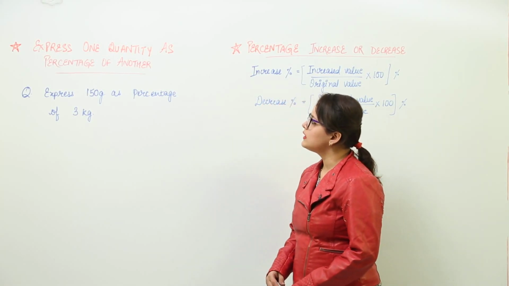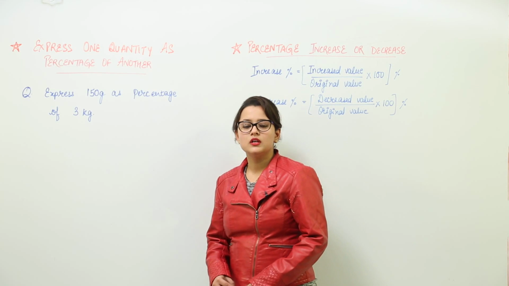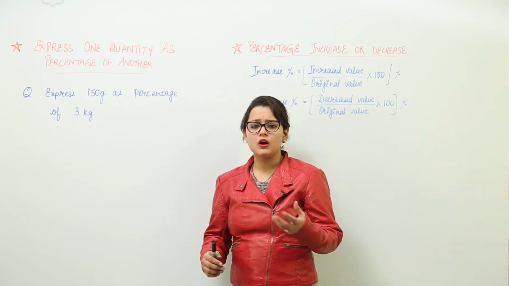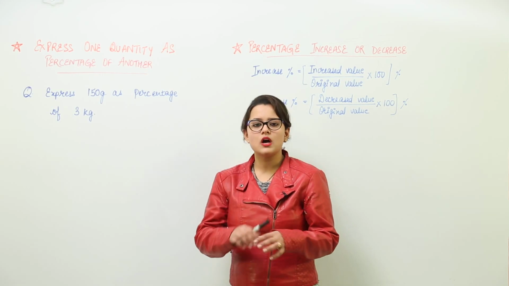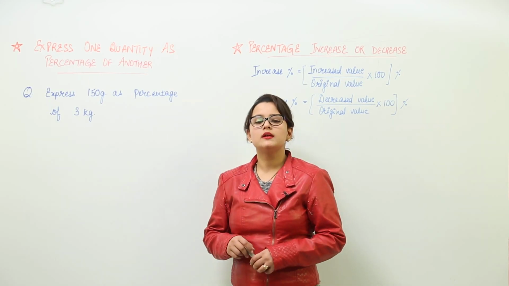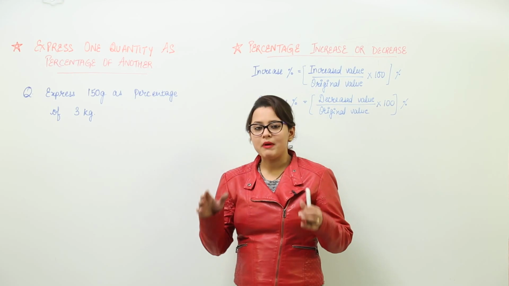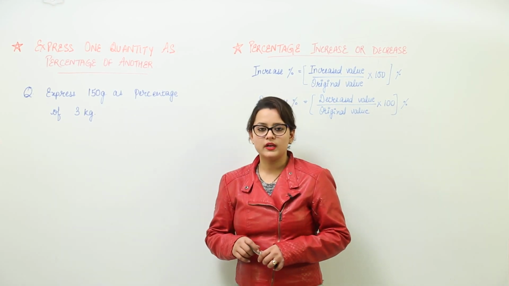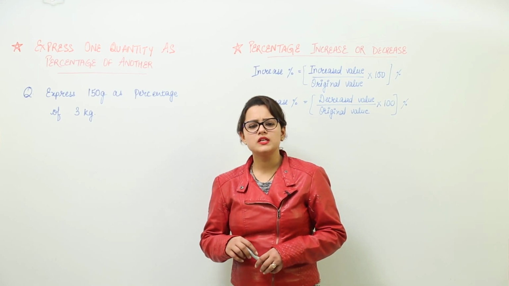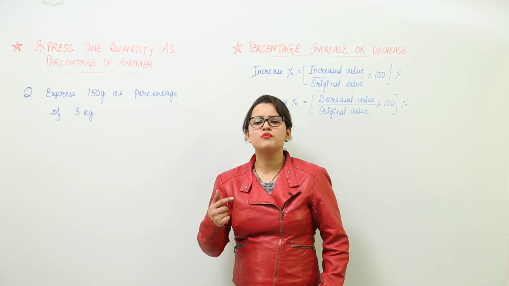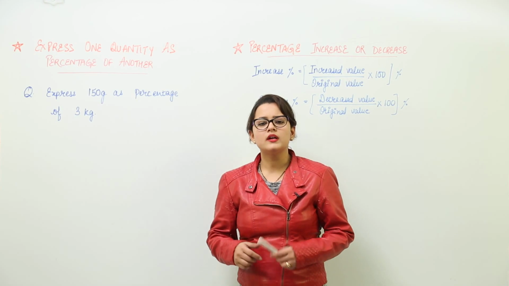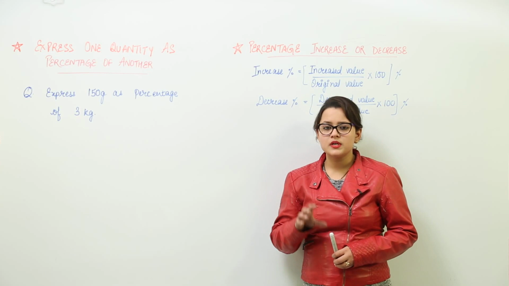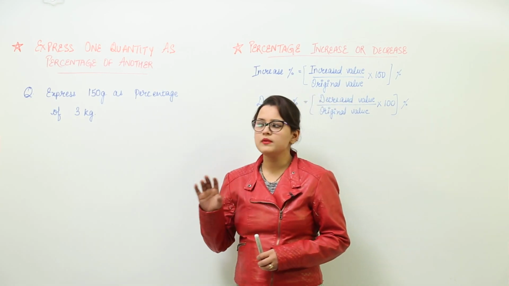Express one quantity as a percentage of the other. That means if I ask you to pick out, say, 2 balls out of a bag which contains 10 balls, right? A bag contains 10 balls and you have taken out 2 balls out of that. You can say how much percentage you have taken out and how much percentage is left. So you have to represent the percentage of one quantity over the other.